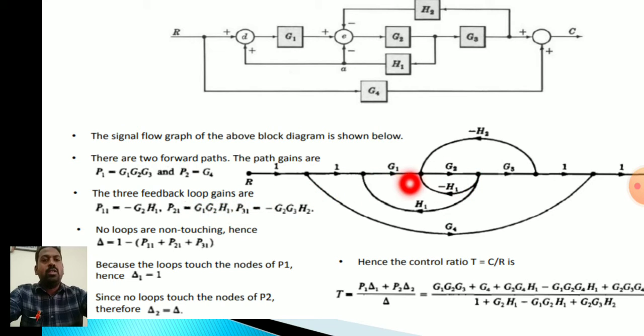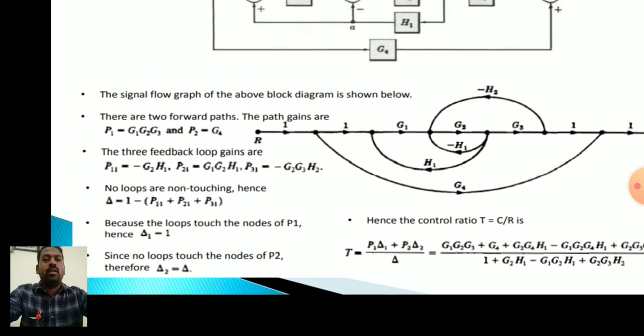Next one is from here to here and here, that is G2 G3 and H2, that is minus G2 G3 H2. This is another loop. So there are two loops, P11 shown here, P21 and P31, like that.